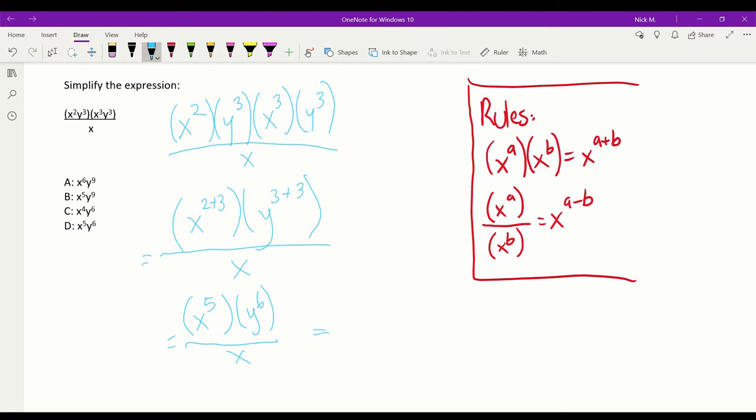Our next step, recognizing that these x's are what we're looking at. Because this is a y and this is an x, these guys do not interact. We don't care about them. So y to the 6 will stay the same. So what we have here next is x to the 5th minus 1 times y to the 6th, and simple math, that becomes x to the 4th times y to the 6th.